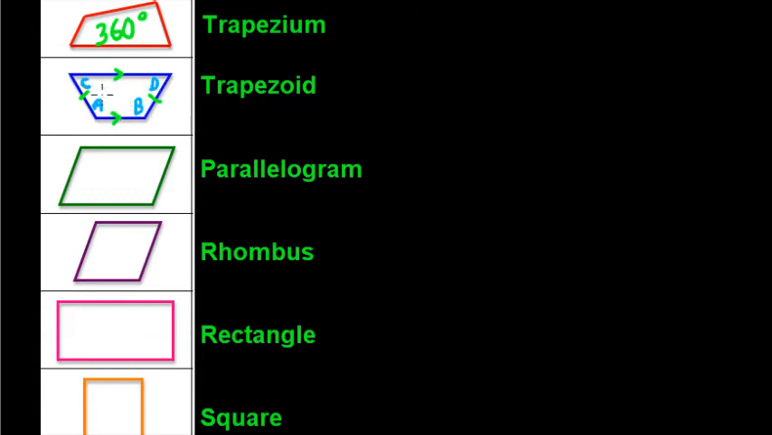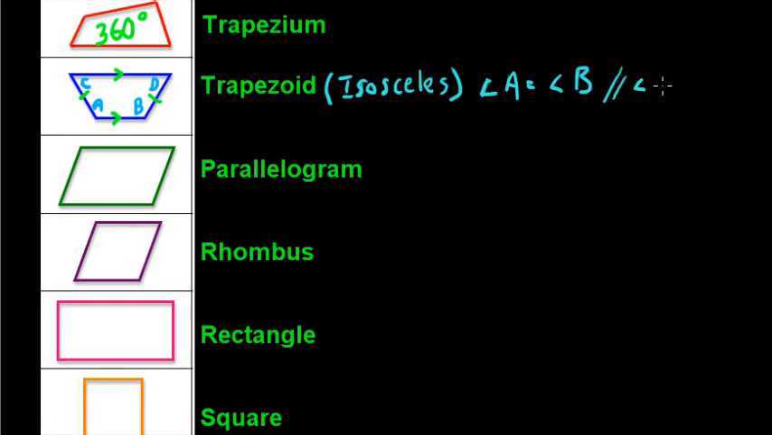Off to the side here, just make a little note that if the trapezoid is an isosceles trapezoid, that means the two sides are the same, the non-parallel sides, that angle A will equal angle B, and angle C will equal angle D.